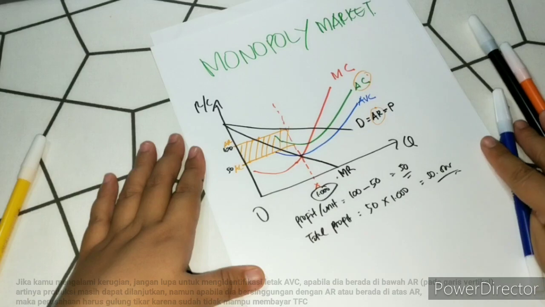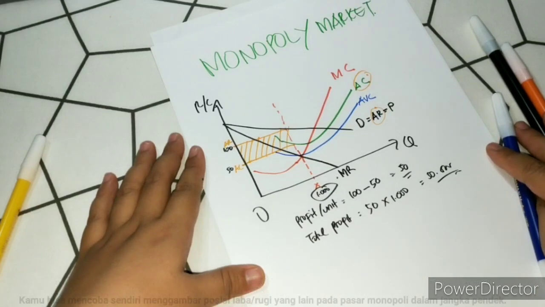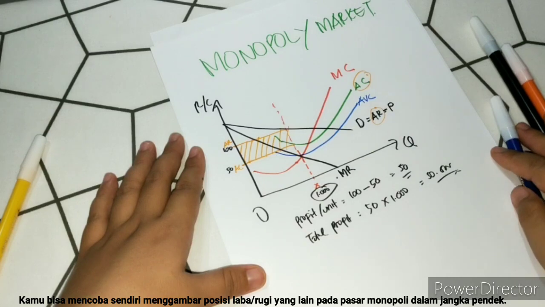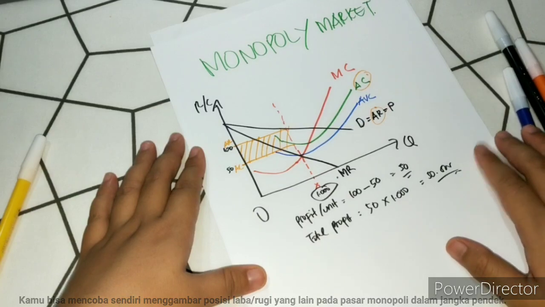or you will go bankrupt. Okay, and I think you can try to draw the loss condition of the monopoly market, and also the shutdown point condition in the monopoly market, and also the normal profit condition in the monopoly market, of course, in the short run.